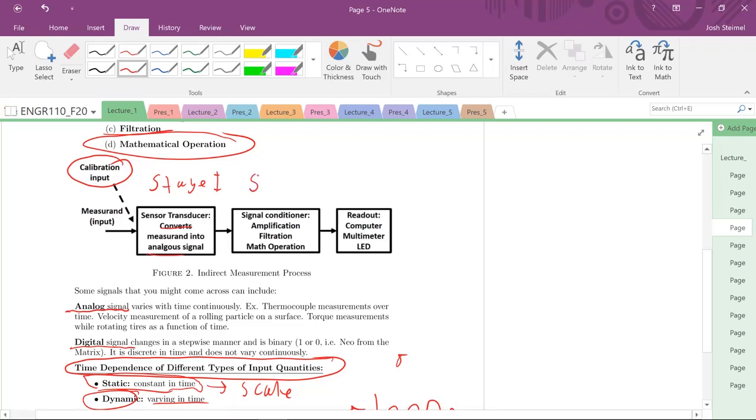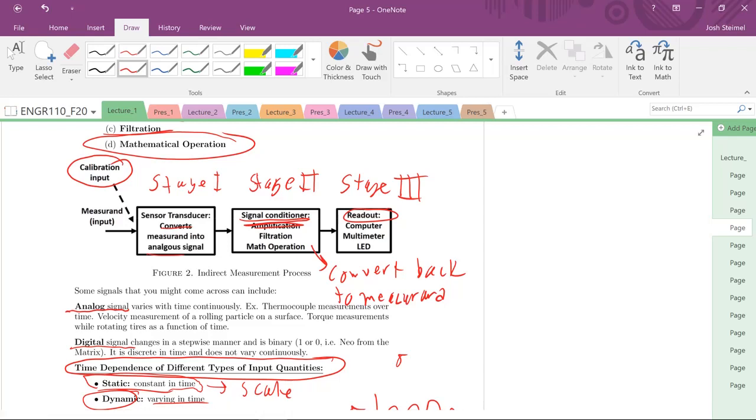Then you have stage 2, our signal conditioning stage. This can be anything from amplification, filtration, and really any type of mathematical operation, and you basically convert back to the measure. And then finally, stage 3, our readout stage. Again, this could be an Excel file, a text file, a readout on a computer, a graph, etc. So those are the 3 stages that we're going to have to look at and diagnose.